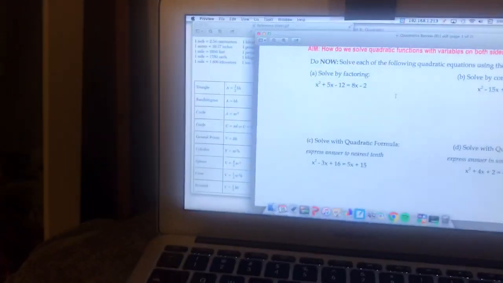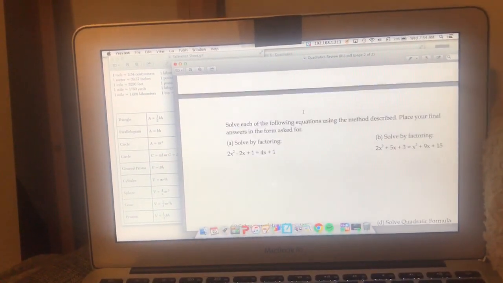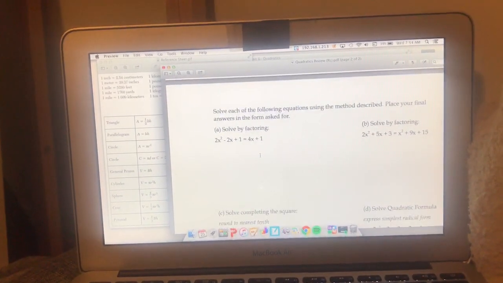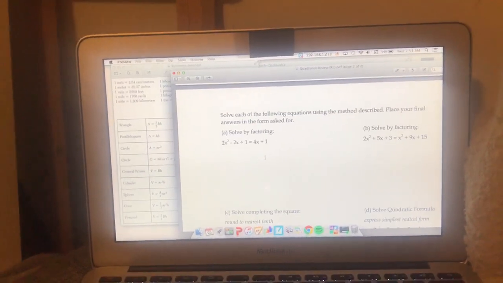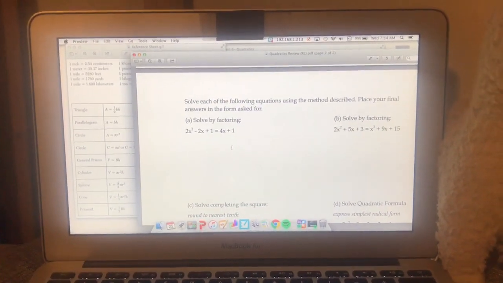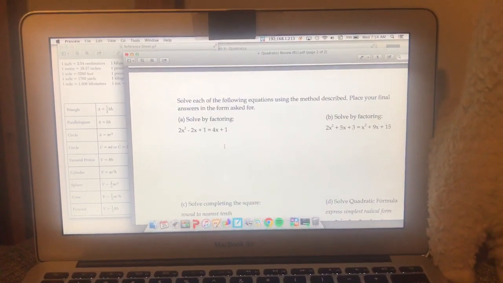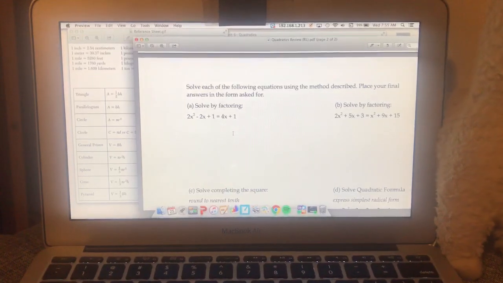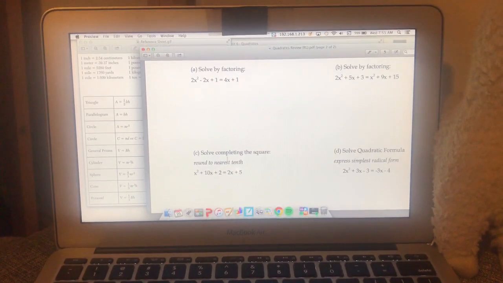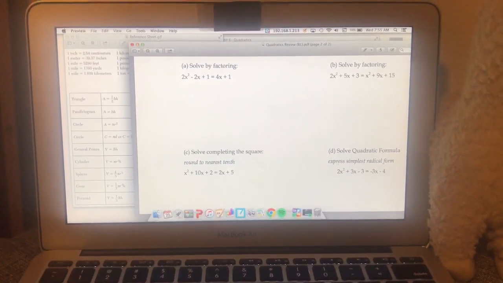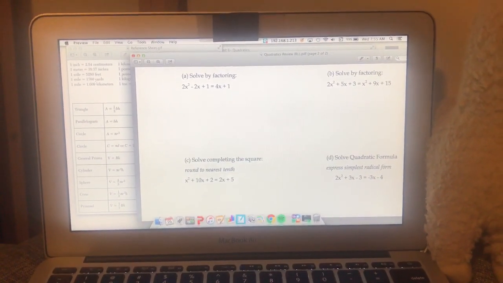Alright, so I left you with 4 examples below that you need to complete. 2 of them are by factoring. Thinking mind, ABC method, AC grouping, wink for the first one, GCF, dots, ABC, you know the deal. Completing the square, we did one of those. Quadratic formula, we did one of those. Make sure you express it in simplest radical form.